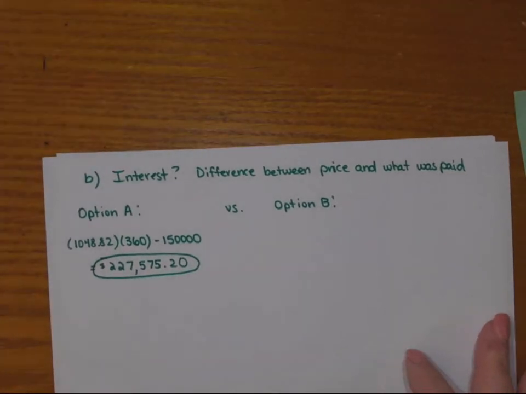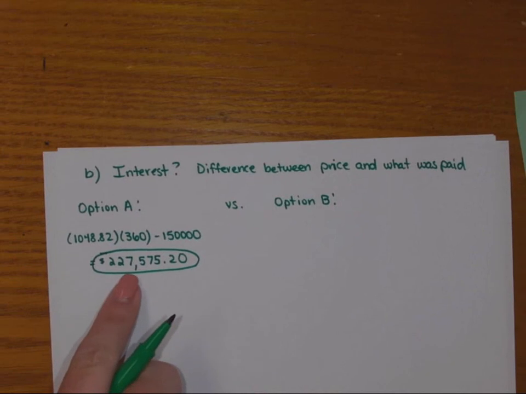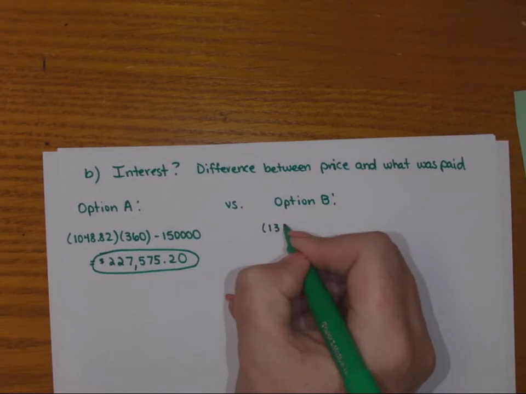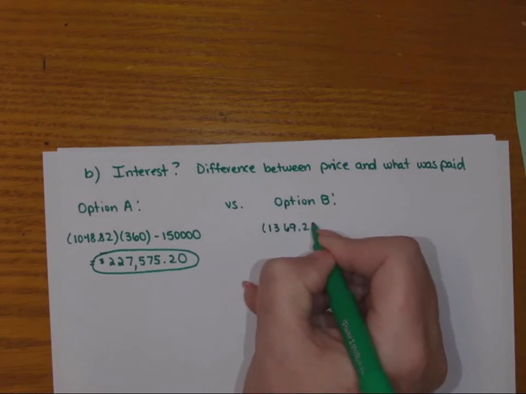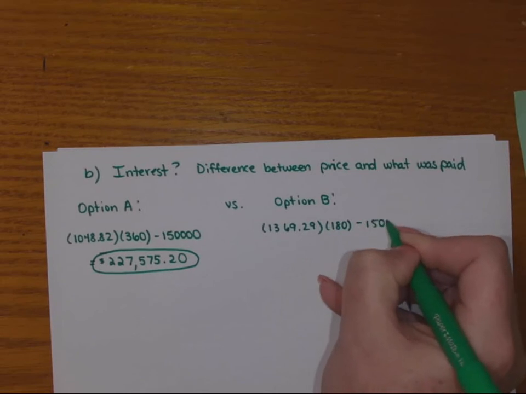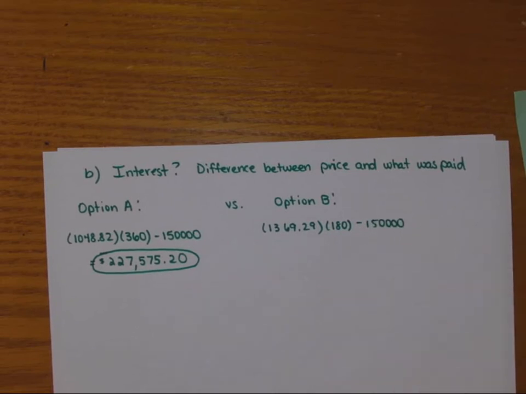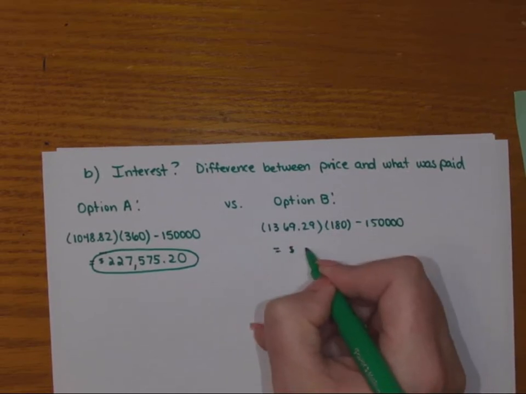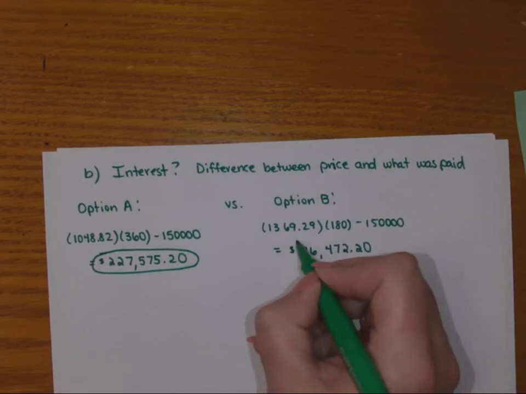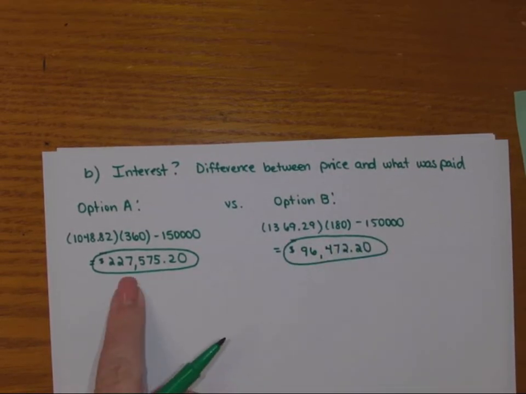So remember, when you're saving money, if you save it for a long time, you get a lot of interest. Well, when you're paying something off, if you take a long time to do that, you're paying someone else that amount of interest. So the second one is a payment of $1,369.29, but we're only making that 180 times, minus 150,000. And so this comes out to be $96,472.20. So I mean, it's still a lot, but it's a lot less than here.